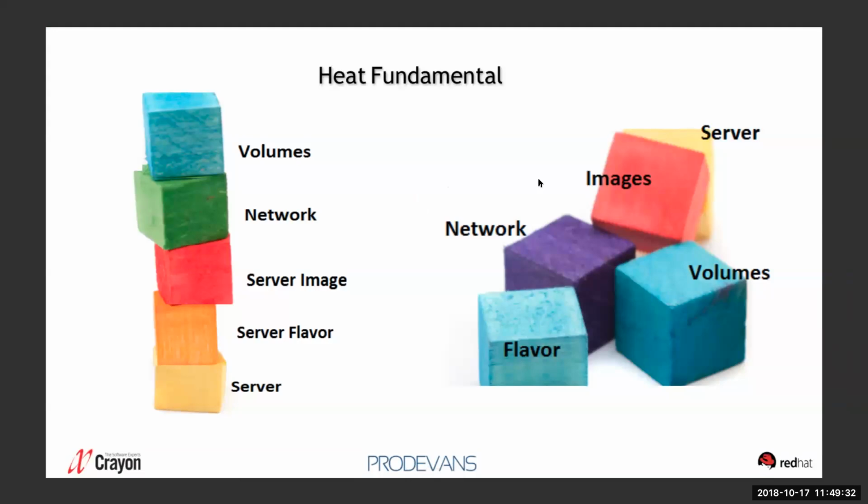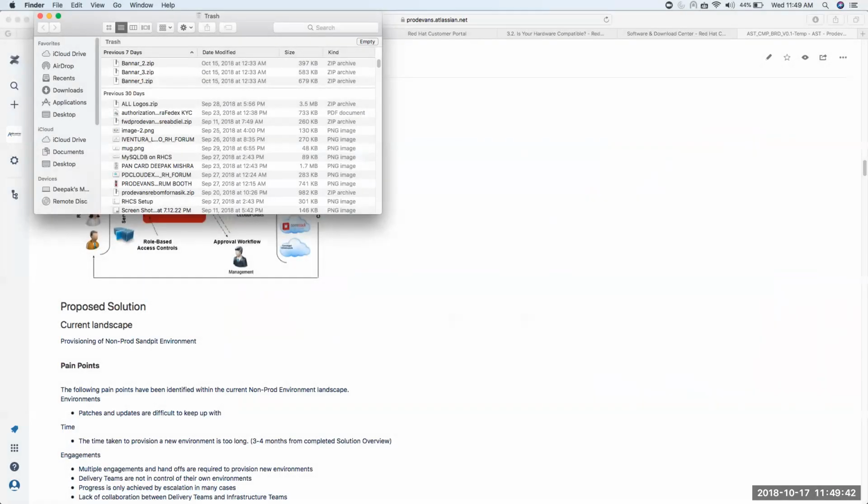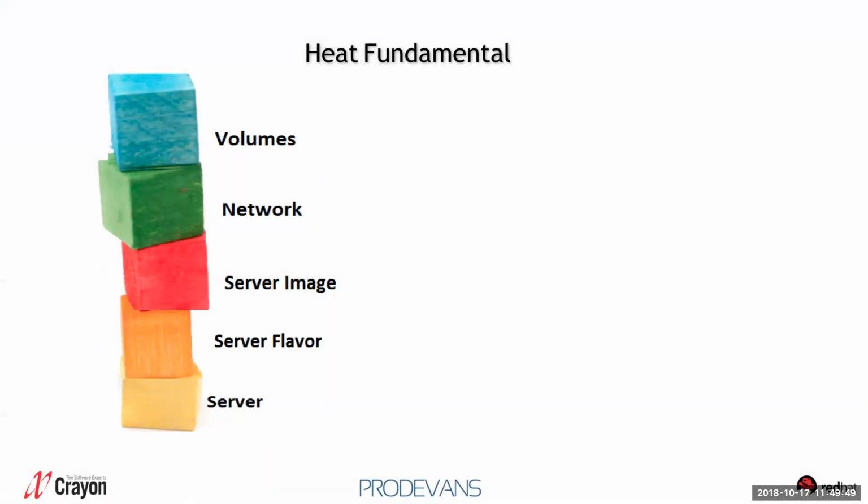I have an animated way to present this, so let me use that. So what is the Heat automation which is working in OpenStack, right? So first, let us define an environment. Environment means it is server, server flavor, server images, network, and volume. So that's a stack, right? And you need all these to be fully automated.